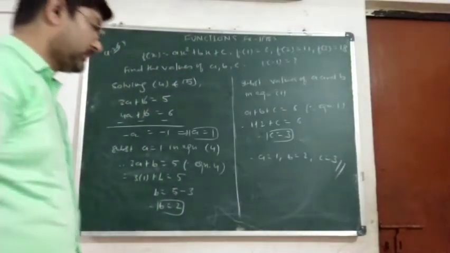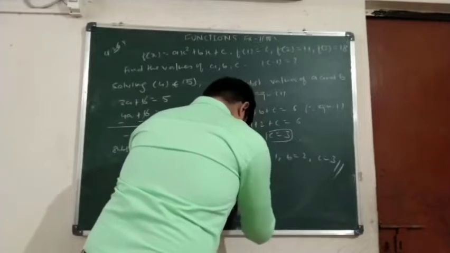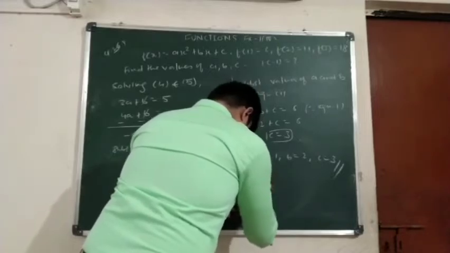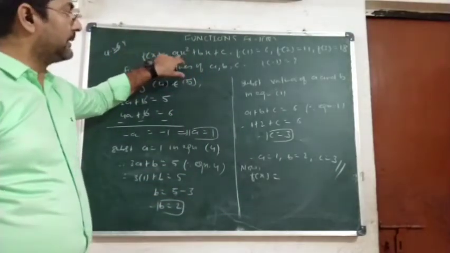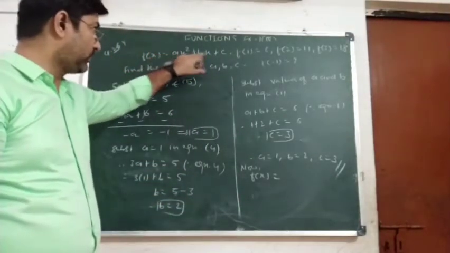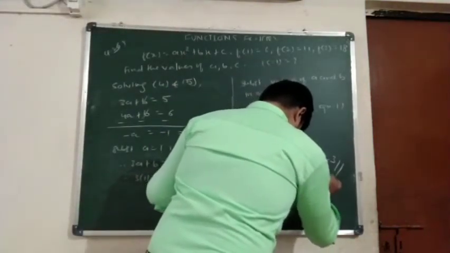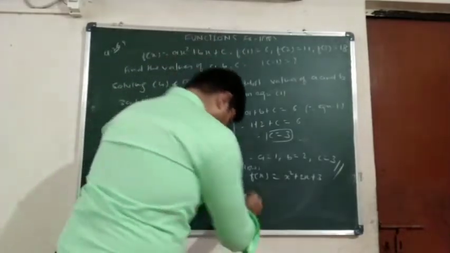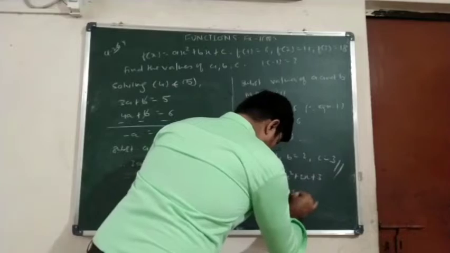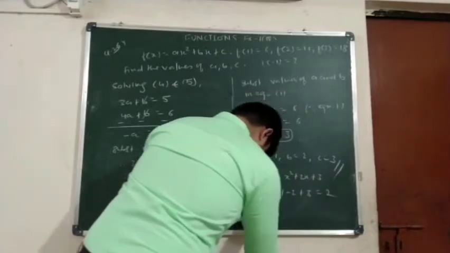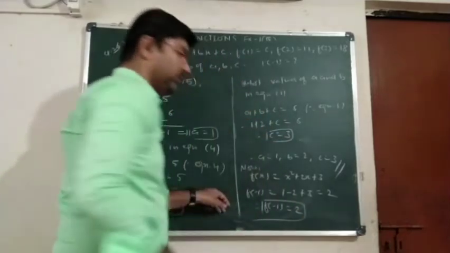Now it is quite easy to find the value of f of minus 1. So let us first find out f of x. We will substitute the values in the formula for a, b, c respectively. Substitute 1, 2 and 3. So we will get x square plus 2x plus 3. Now we have to find f of minus 1. So 1 minus 2 plus 3 is equal to 2 and therefore f of minus 1 will be equal to 2. Please make a note.